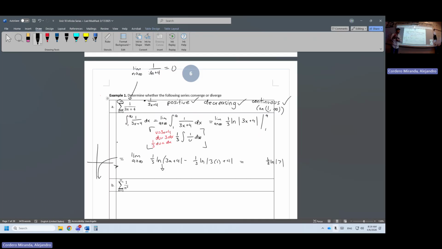Question. Is there like a trick to knowing that they'll go to infinity, or can you just memorize that? I find no, I don't know. My trick is knowing my parent function, and that's it.